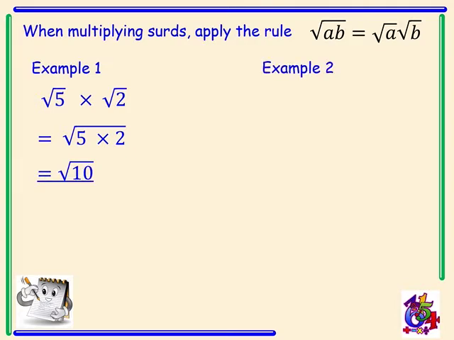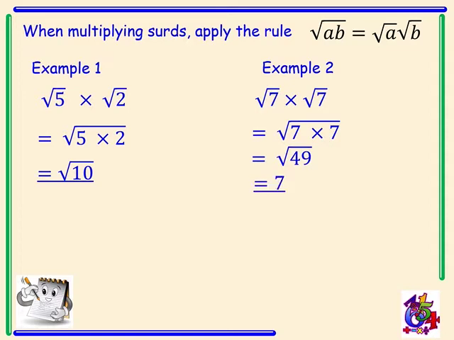Example 2. Again, we have root 7 times root 7. So two separate roots, but we can make this one root by writing the square root of 7 times 7. And 7 sevens are 49. However, this can be simplified. So if you can simplify a surd, always do it. The square root of 49 is 7.